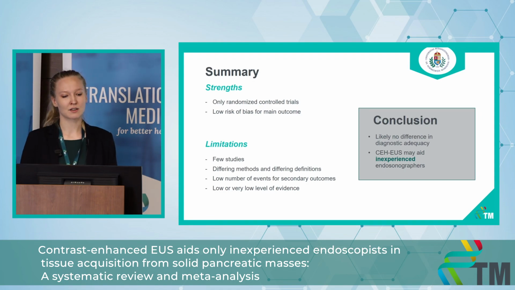The strengths of the study are that we only included randomized controlled trials, and there was low risk of bias for the main outcome. However, we had few included studies and differing methods and differing definitions across papers. We also had low number of events for the secondary outcomes and a low or very low level of evidence for the secondary outcomes.